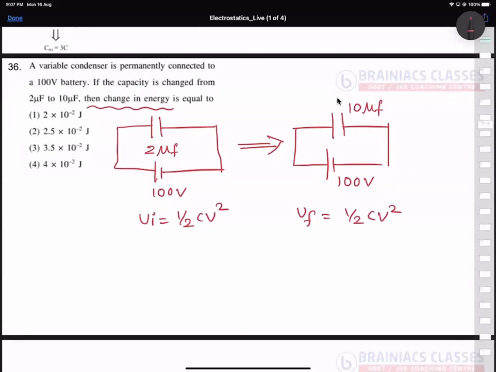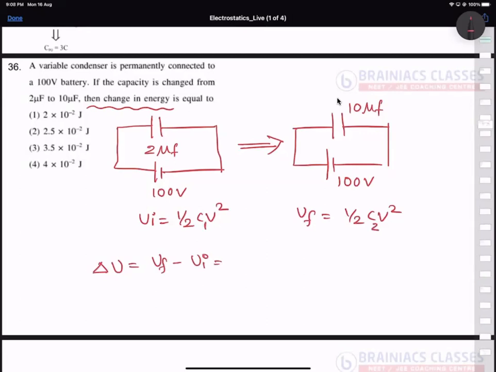So the energy difference is U initial and U final. Initial capacitance 2 microfarad, voltage 100. Second case capacitor 10 microfarad, voltage 100. Voltage is the same, only capacitance is different. For the first case I am giving C1, second case C2. So the change in energy means delta U. Take the highest value minus the lowest value.